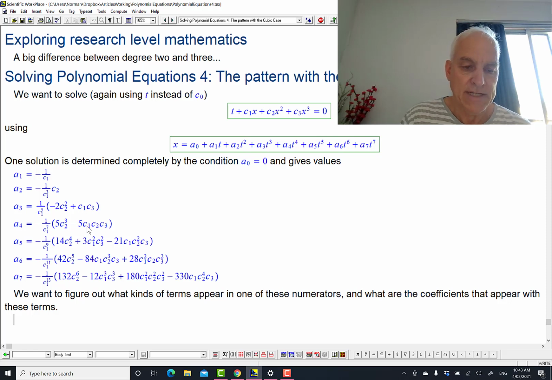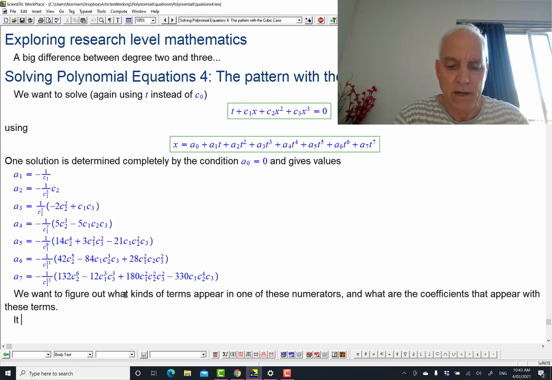And then this one is C1, C2, C3. And then here we have C1 squared, C3 squared. Here we have C1, C2 squared, C3. C1, C2 cubed, C3, C1 squared, C2, C3 squared. Are we seeing any kind of pattern?